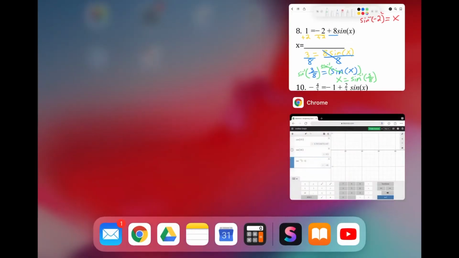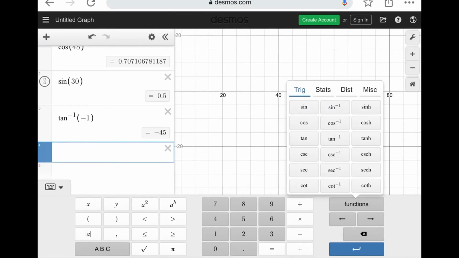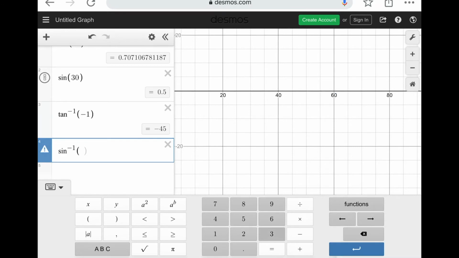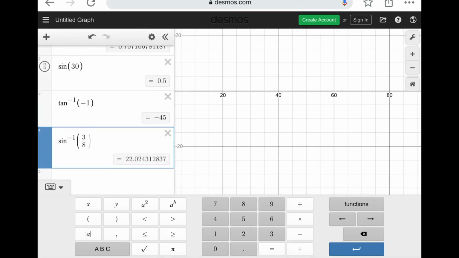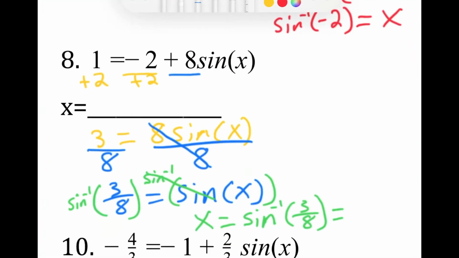We're going to put this in our calculator. Inverse sine. 3 divided by 8, or 3/8. And I get 22.02, so on and so forth, or 22.02 degrees. And that would be my answer for number 8.